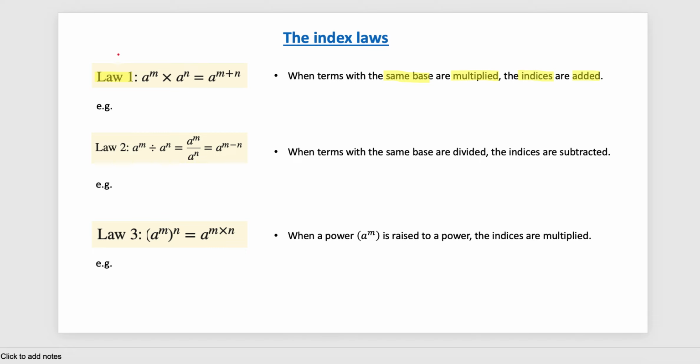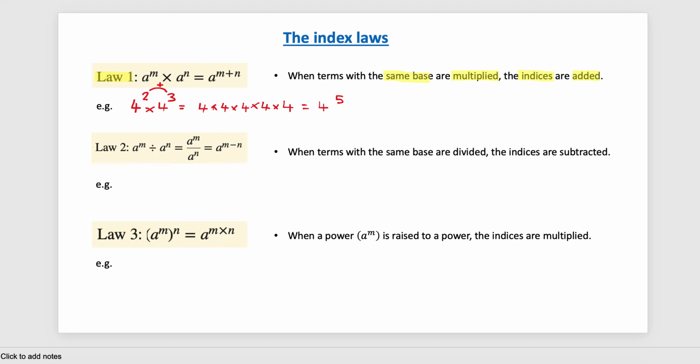So for example, if we've got 4 to the power of 2 times 4 to the power of 3, because it's the same base, which is 4, that means it's 4 times 4 times 4 times 4 times 4. In total, it is 4 to the power of 5. So all we needed to do was add the powers.